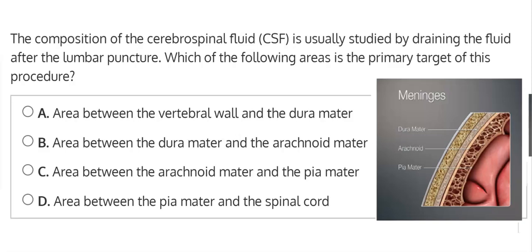The composition of cerebrospinal fluid, or CSF, is usually studied by draining the fluid after the lumbar puncture. Which of the following areas is the primary target for this procedure? So let's just break down this question.